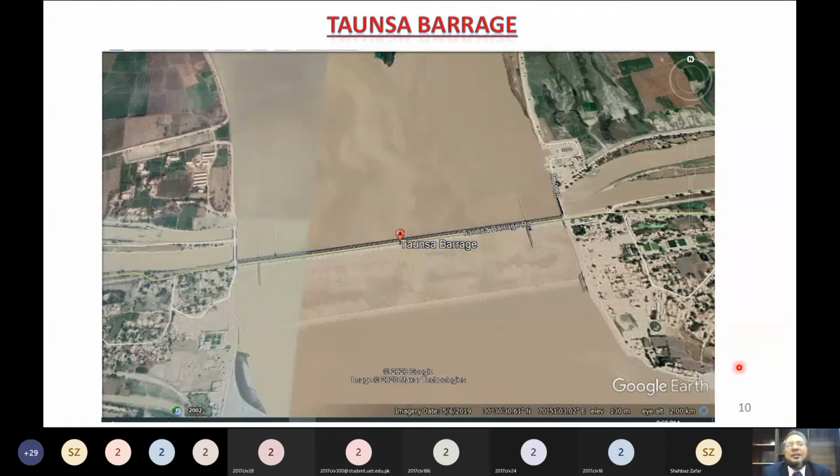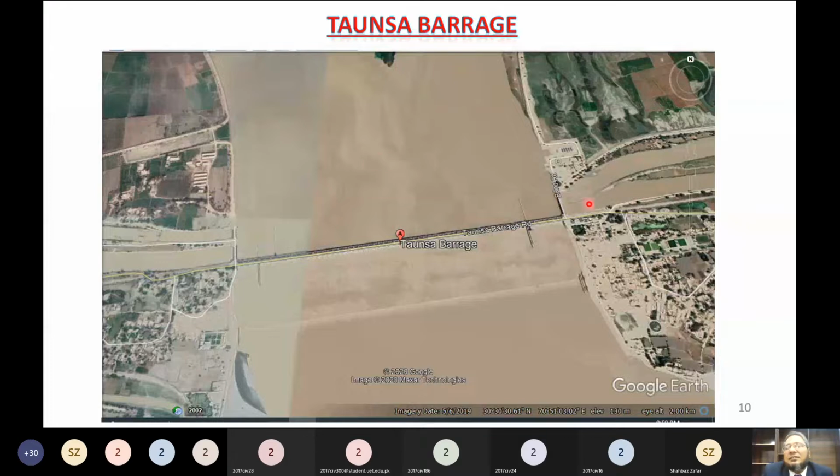Before that, I have shown some photographs, basically Google images of various barrages. Now this is the plan or layout of the Tonsa barrage. So this one is the barrage, and you can see here these are the divide walls. This is the direction of flow of water from top to bottom.